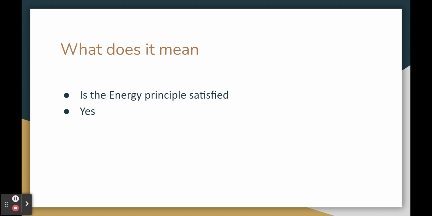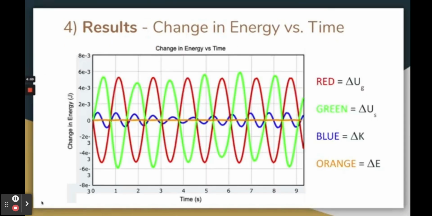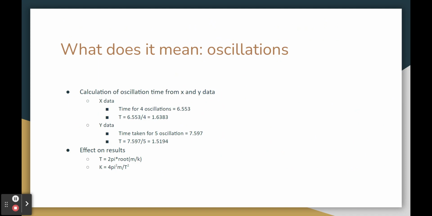Is the energy principle satisfied? Yes, it is. As we saw beforehand, that orange line, the change in energy, stays right at zero the entire time. It doesn't change. So whatever energy is in the system is the energy that stayed in. Nothing is leaving.